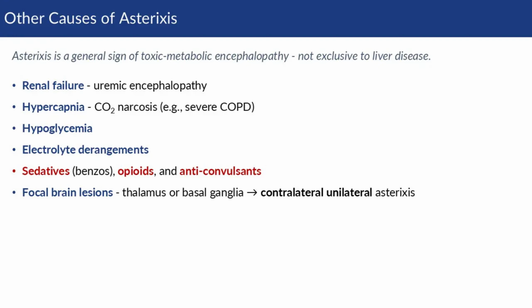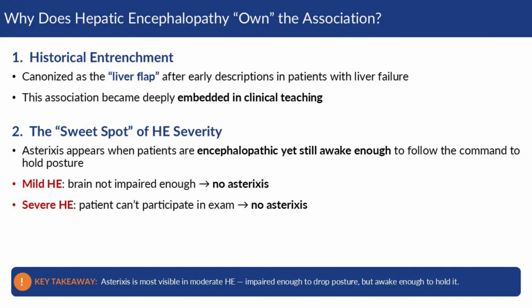In rarer cases, lesions in the thalamus or basal ganglia might cause it, though this usually results in a contralateral unilateral presentation. Given its broad range of causes, one might wonder why asterixis is so strongly associated with hepatic encephalopathy. There are two primary reasons for this historical link. First, it was effectively canonized as the liver flap after early clinical descriptions of patients with liver failure prominently highlighted this sign. This historical entrenchment solidified its place in medical lore.